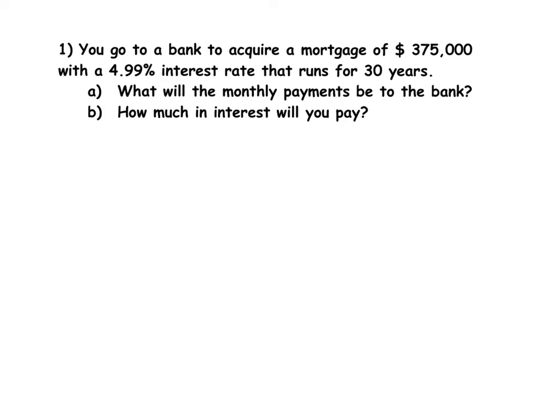So problem number one, you go to a bank to acquire a mortgage of $375,000. They give you a 4.99% interest rate, and the mortgage runs for 30 years. Letter A, what will the monthly payments be to the bank? So let's plug those three values that are given into the mortgage formula.